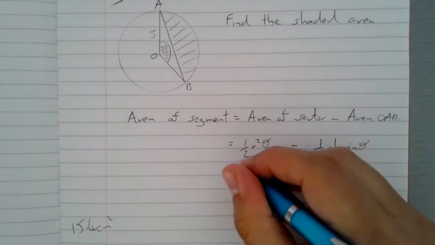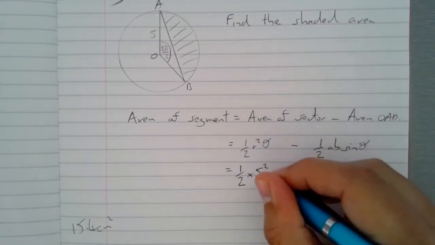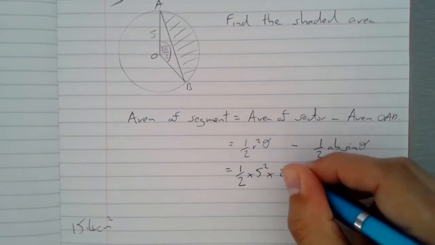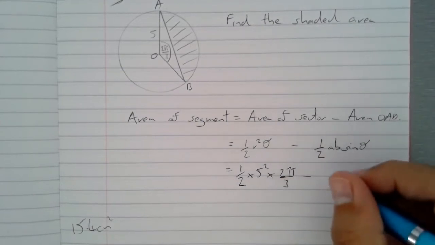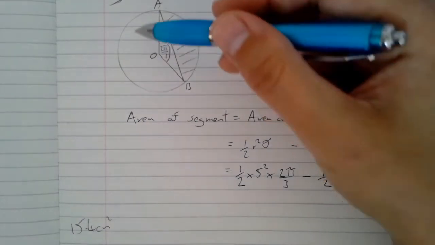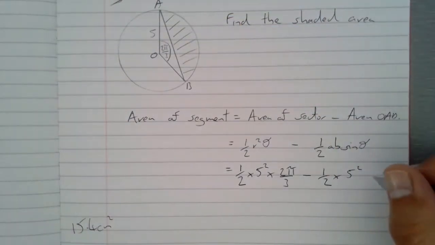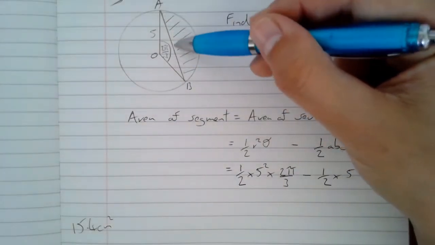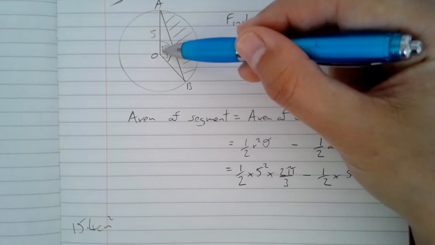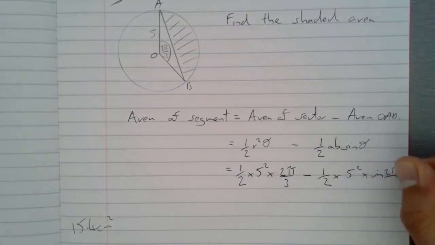So if we substitute in what we know, we've got half lots of, the radius is 5, times 2 pi over 3. Take away half times 5 squared, again because A and B, here's A, here's B, or interchangeably, times sine, so you used to write this as sine C, so this is the side C if that's A and B, so this would be the angle C. It's fine to write it as sine theta, it's up to you how you write this to a certain degree. Sine 2 pi over 3.